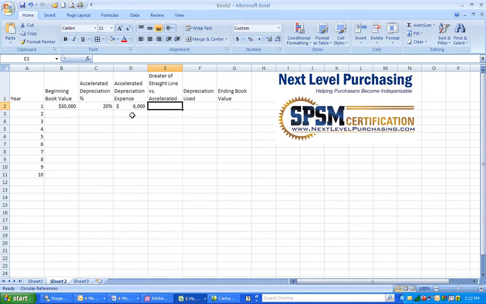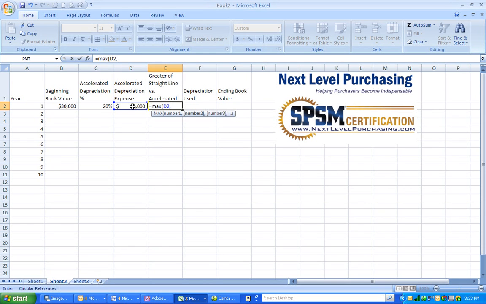So here you have to do something a little bit creative in Excel. You can use the max function. This function helps you attain the larger value among 2 or more values. So here's how we do that. Equals max, and what do we want the higher number to be? It's either going to be the accelerated depreciation expense, so I'll just click on that cell, or it can be the straight line depreciation amount.